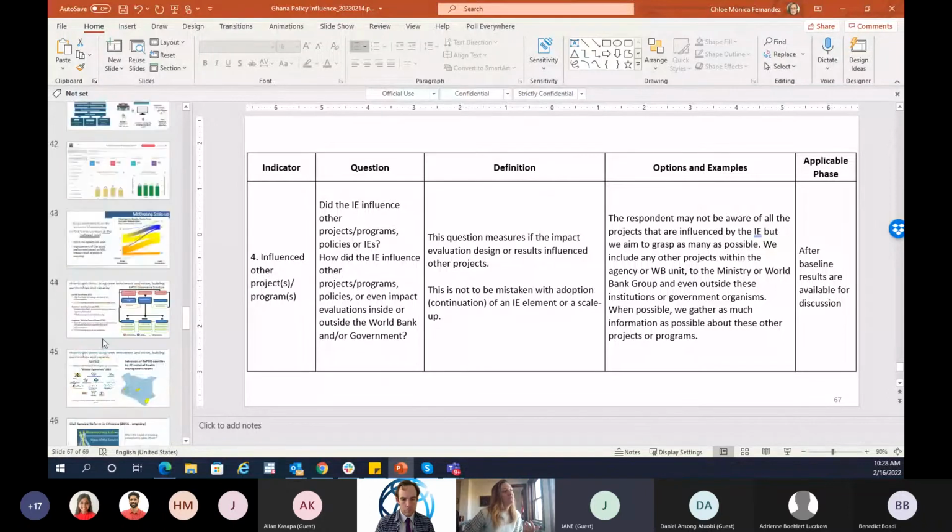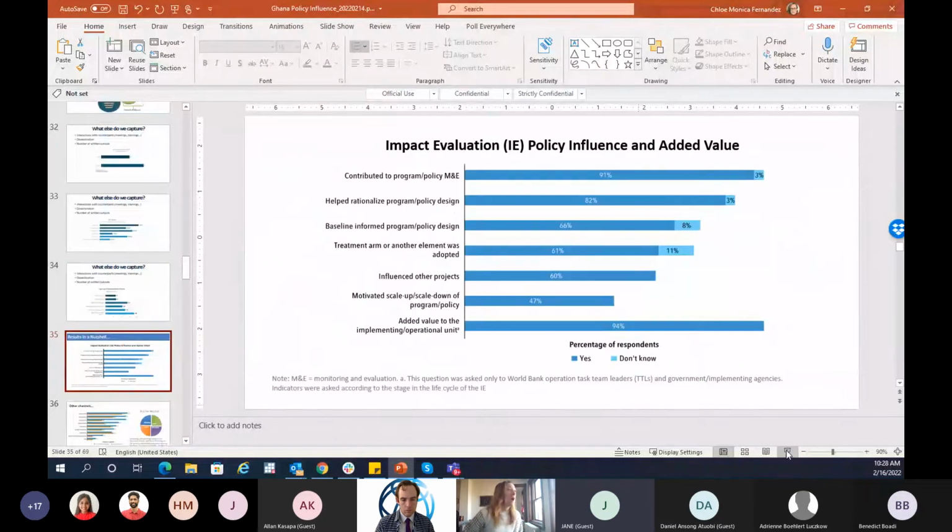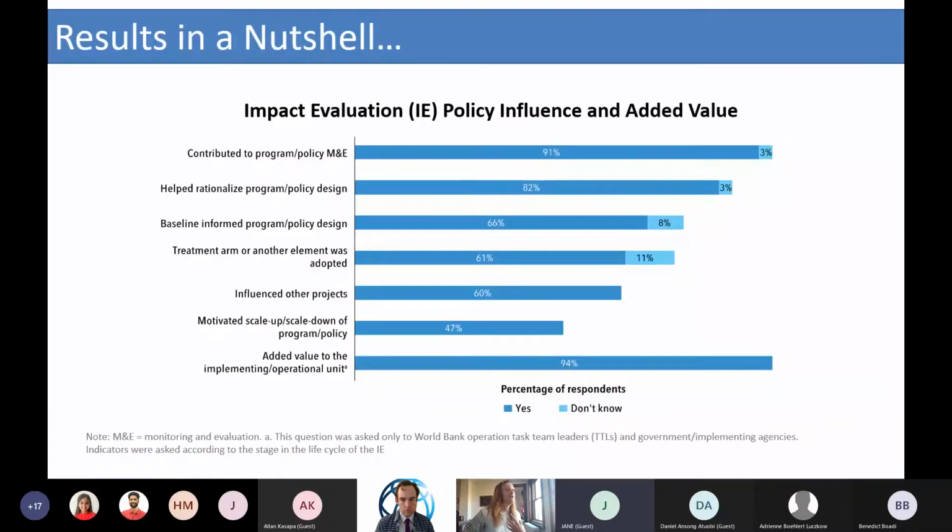We try to measure how often our analytics helps contribute to the M&E. How often does it help shape a program? How often does baseline or collected data inform such things? Did you adopt any elements? Did you influence other projects? Did you motivate scale up or down? Or anything else? As you can see, the numbers look pretty good in general. Analytics as a whole can really help influence how you're implementing things and how to do better, again independent from the actual results of your program. These are things you can think of as you're working on your next program.